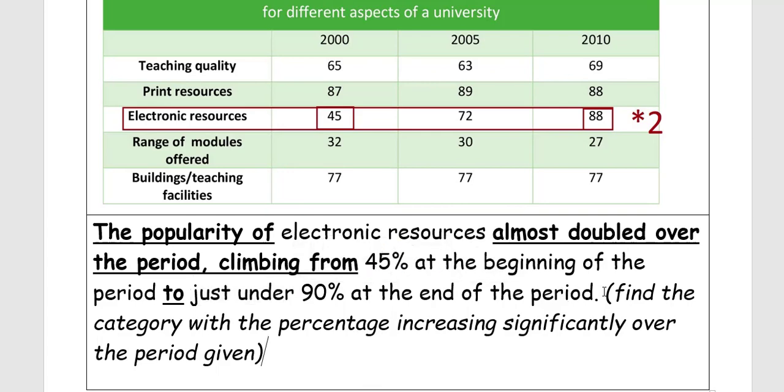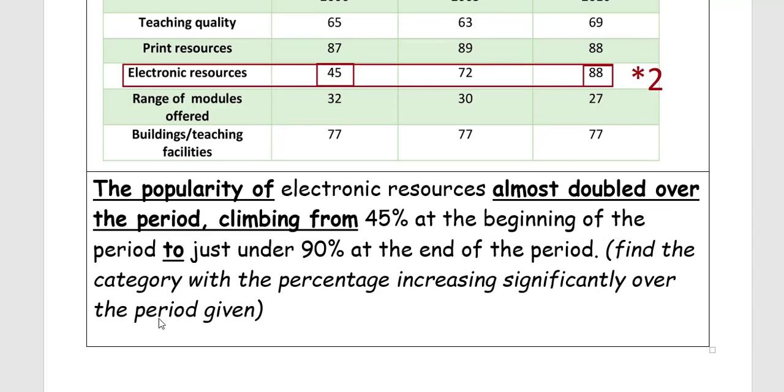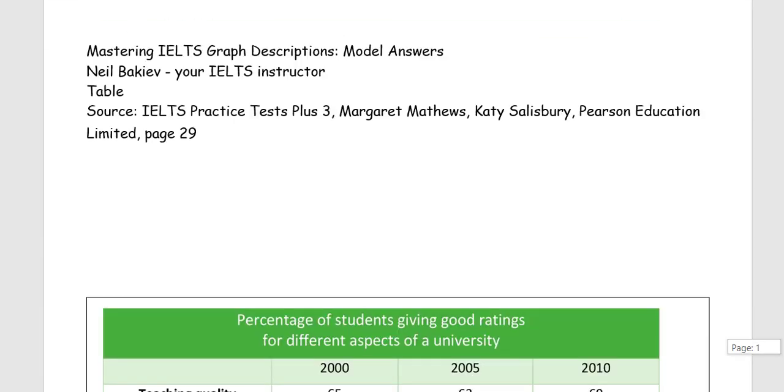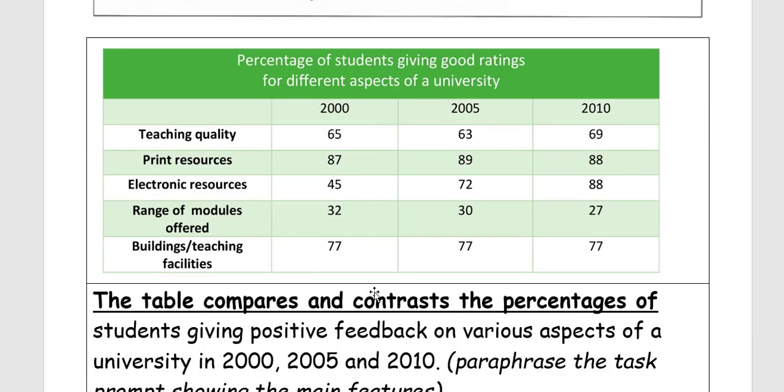So find the category with the percentage increasing significantly over the period given. So this is our strategy. And that's all. That's the end of this video lesson. I hope you have learned how to describe a graph and how to compare and contrast figures. Thank you very much for watching this video lesson.